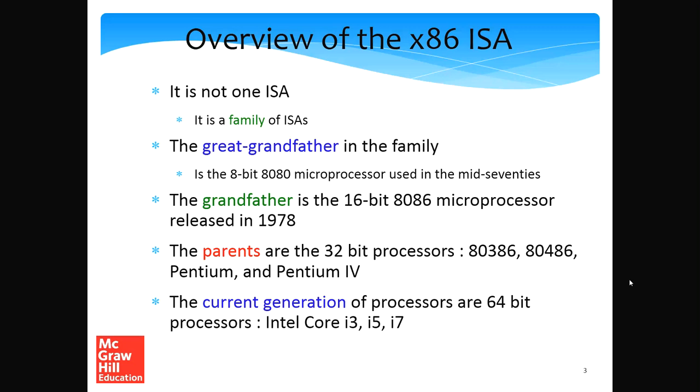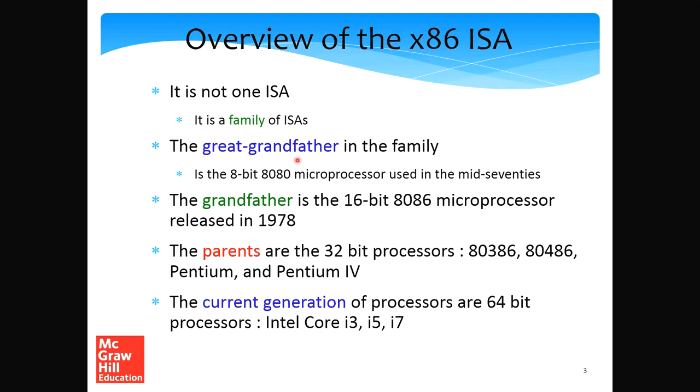So let's come to this very interesting family of ISAs. The first point is that it's actually not one ISA. It is a family of ISAs, but all of them end with 86. That's the reason it's x86, where x can mean a lot of things.